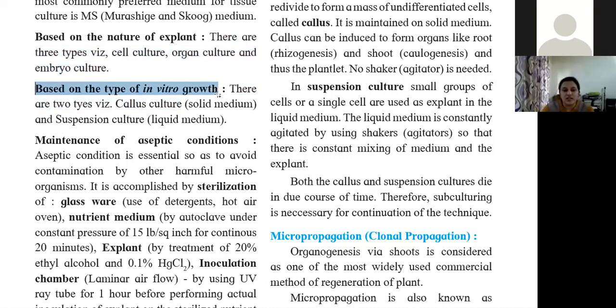Next is based on the type of in vitro growth. Okay, in vitro is always in laboratory. इसका contrast, इसका opposite word क्या होगा? In vivo. Vivo means in nature, naturally. Okay, but tissue culture is a laboratory technique. We humans are interfering, we are performing, we are helping, we are developing plants in laboratory. So it is an in vitro technique. Based on the type of in vitro growth, there are two types: callus culture and suspension culture.